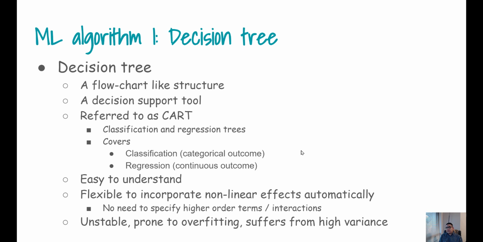But the downside of this decision tree is that these are unstable to some extent, and they are subject to overfitting, and often they are subject to high variability.